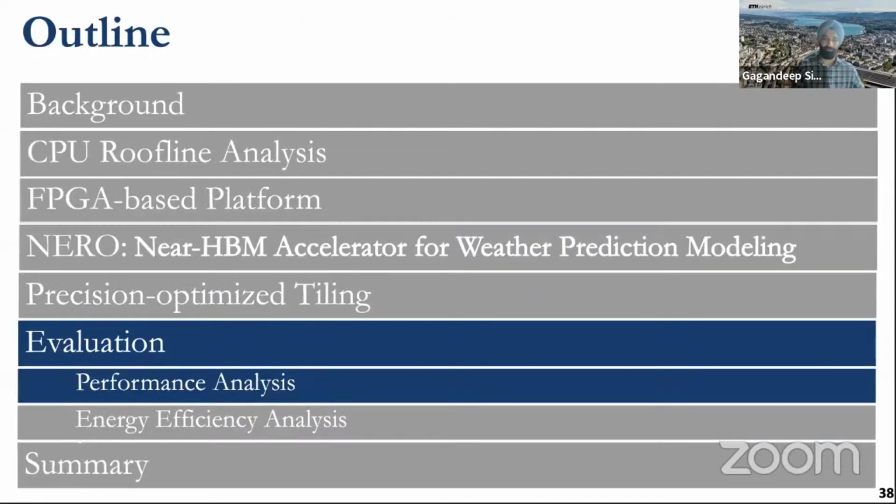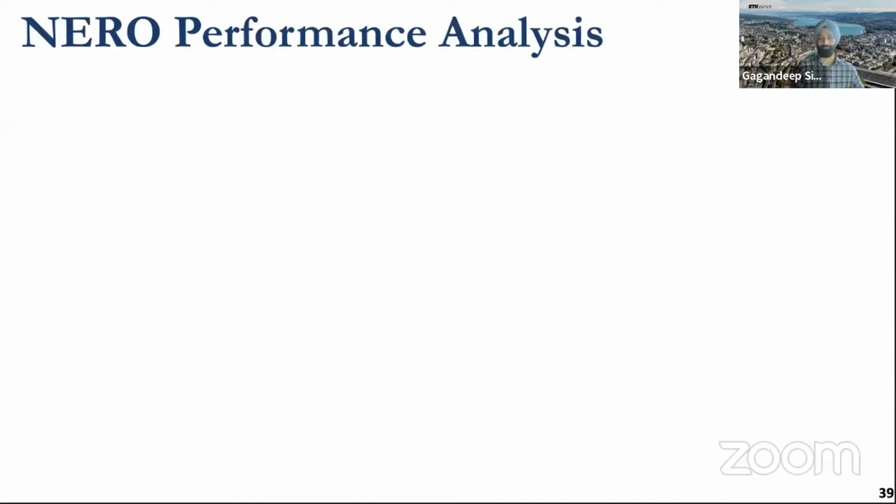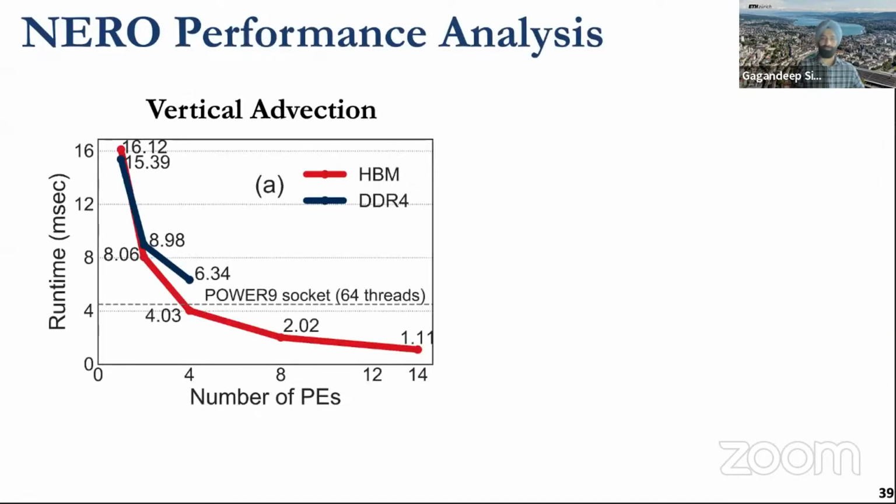I'll briefly go into the evaluation of our results. We perform both performance analysis and energy efficiency analysis. First, the single precision performance results; this plot is for vertical advection. In our evaluation, we evaluate both HBM-based FPGAs and DDR4-based FPGAs. We perform an in-depth scalability analysis of how performance scales with more processing elements and different numbers of processing channels. And we provide a couple of observations.